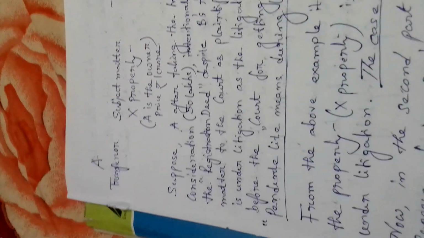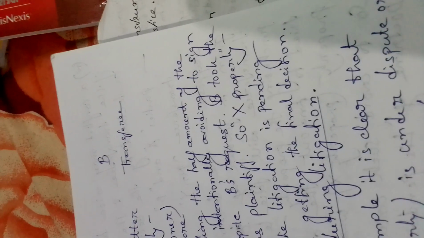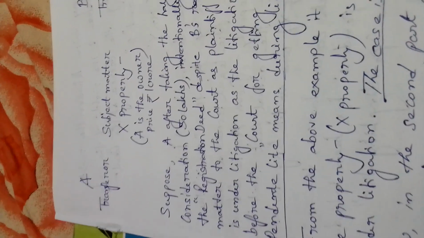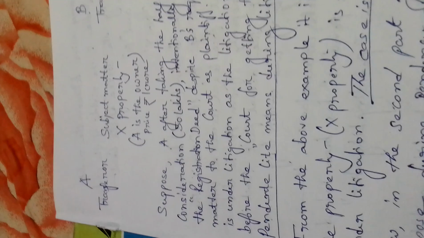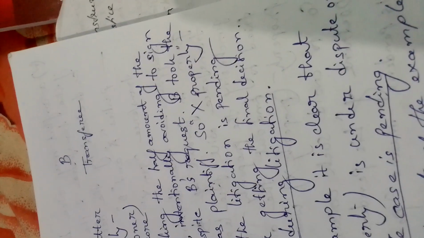So B took the matter where? B took the matter to the competent court as plaintiff. So B has become plaintiff here. So here X property, there is a subject matter, the X property is under litigation. As the litigation is pending now, pending before the competent court for getting the final decision.